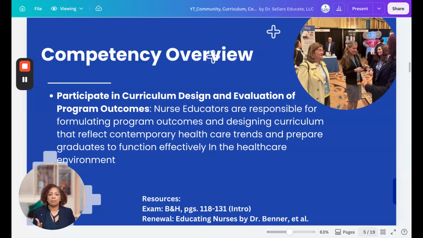Now let's take a little bit of time to talk about the competency associated with curriculum. So it specifically says nurse educators are responsible for formulating program outcomes and designing curriculum that reflect contemporary healthcare trends and prepare our graduates to function effectively in the healthcare environment. You're going to have a deeper understanding of this concept around curriculum and what it all means by just taking a look at pages 118 through 131. That's going to give you a really good introduction.